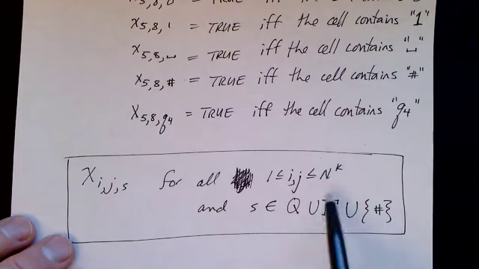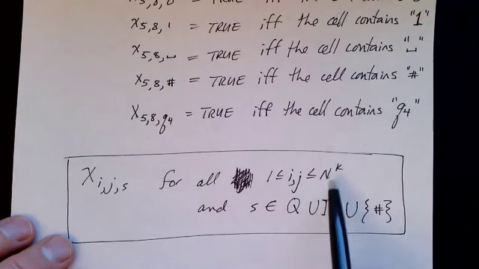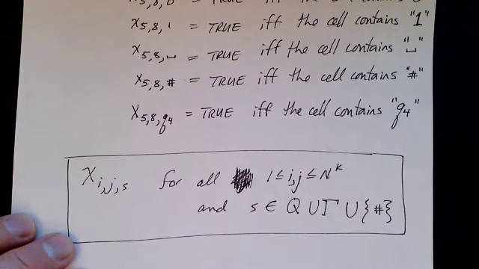So these numbers are all fixed. The sizes of these sets Q and gamma are fixed, and these are polynomials. So we can see that we have a polynomial number of variables.